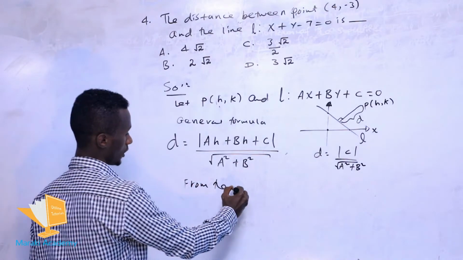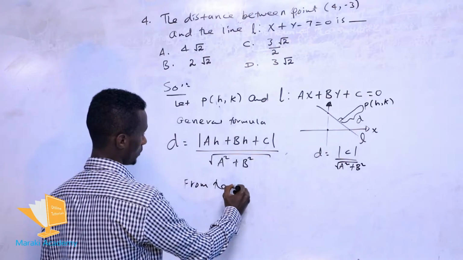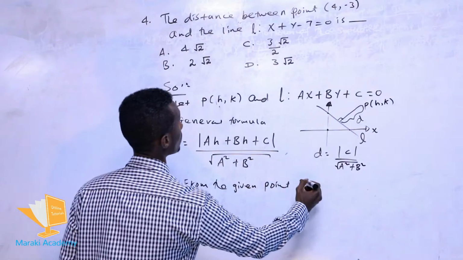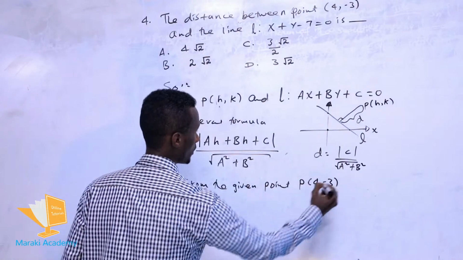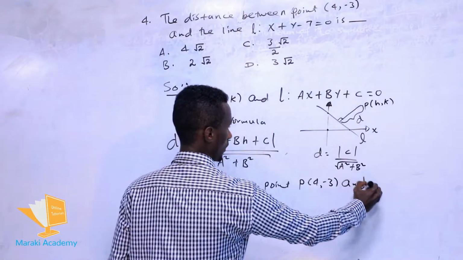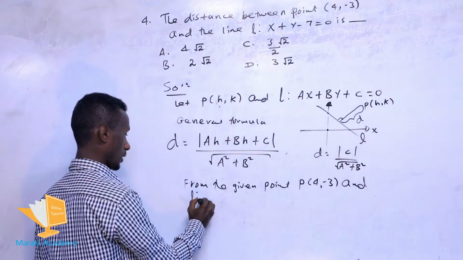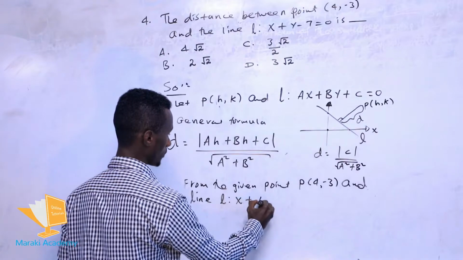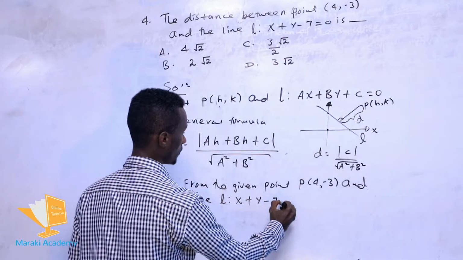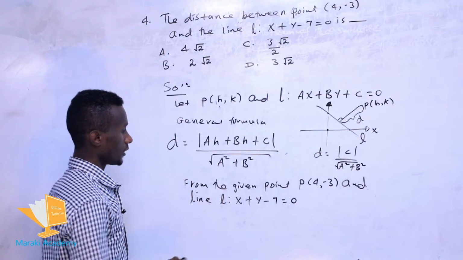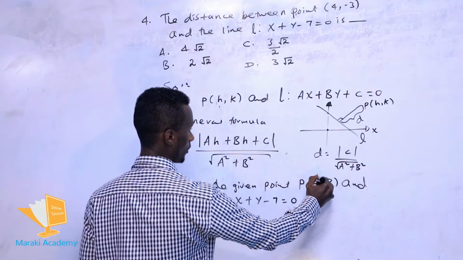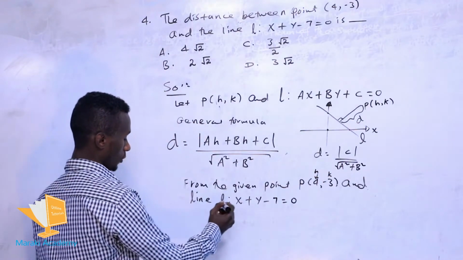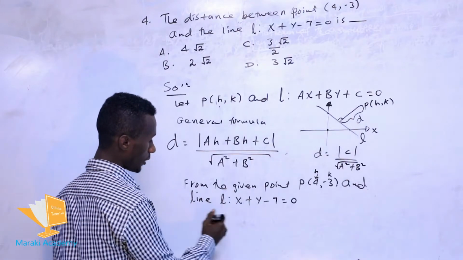So here, from the given points, our point P contains 4 and minus 3, and the line L is represented by X plus Y minus 7 equals 0. In this case the value of H is 4 and K is minus 3. What is the coefficient A?